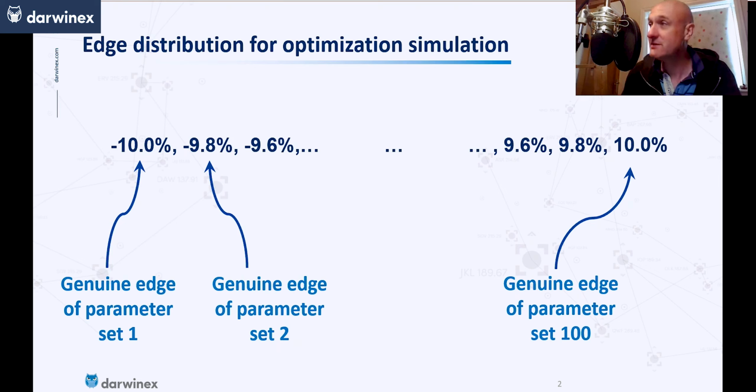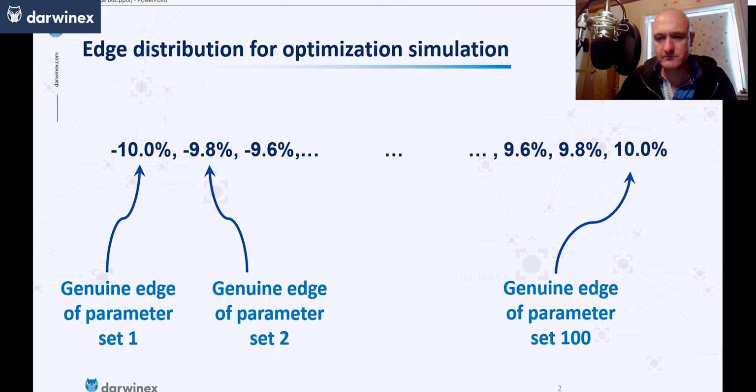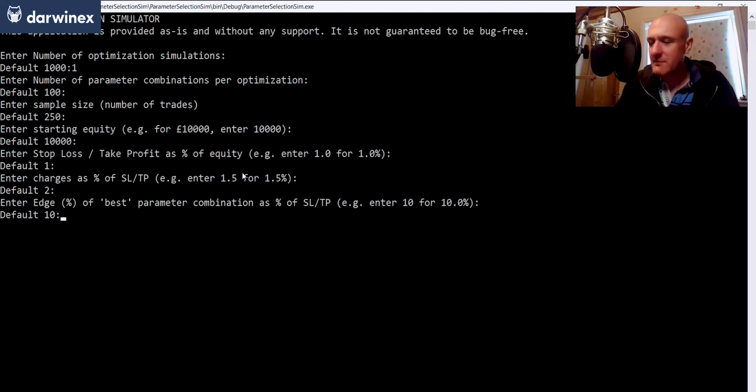So clearly this is the one that ideally we would like to be able to select from our optimization, because that's the one, if that is a genuine 10% edge, that would serve us best as we traded this system in the future in our live account. So we're going to accept the default here of 10% so that we get the distribution that I just showed you.